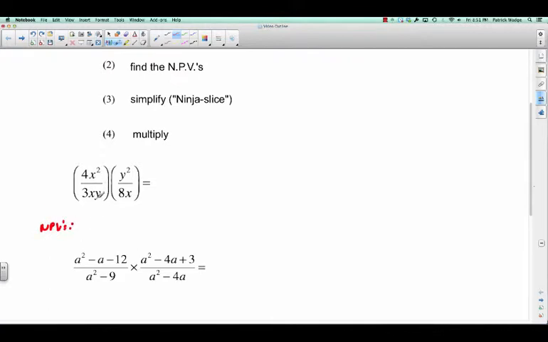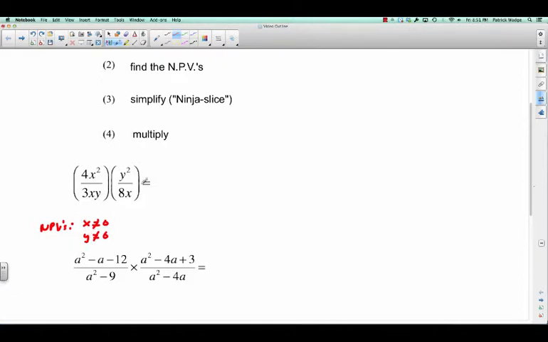You look at the denominators and you ask yourself, what would make the denominator equal 0? So what would make this first denominator equal 0? Well, if x was 0, that wouldn't work because you have 3 times 0 times something else, and 3 times 0 times anything is still 0. So x cannot equal 0. That's the same over here. You couldn't have 0 here as well because 8 times 0 is 0. You don't need to write it twice. There's also this y. What could that y not be? That couldn't be 0 either. Otherwise, the whole denominator here would be 0. So your NPVs are x can't equal 0, y can't equal 0.